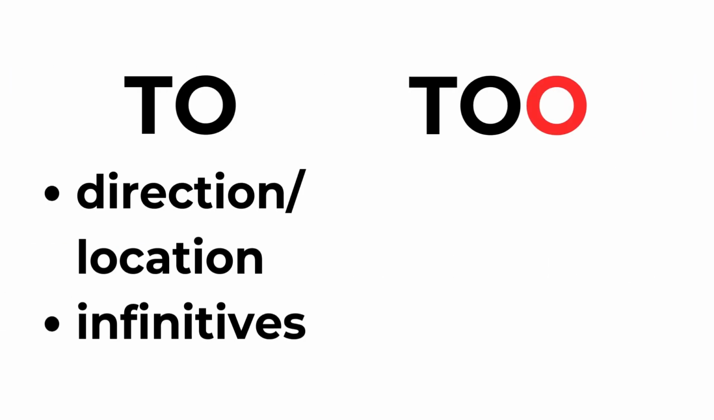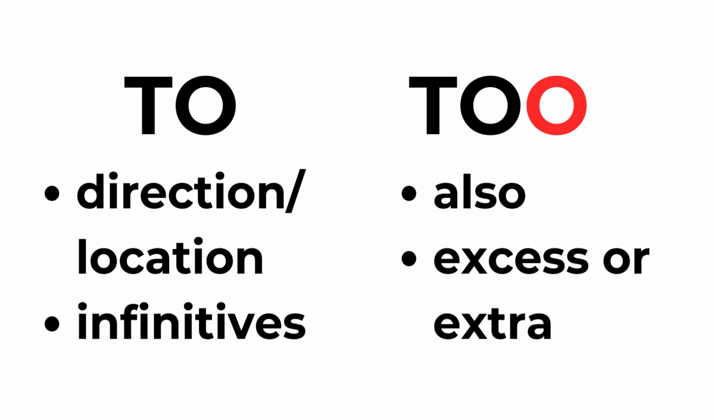And that's it. So to review one more time really quick before you go, "to" is used for directions and the infinitive form of verbs. And "too" is for when something is added on or when there's more than is needed.